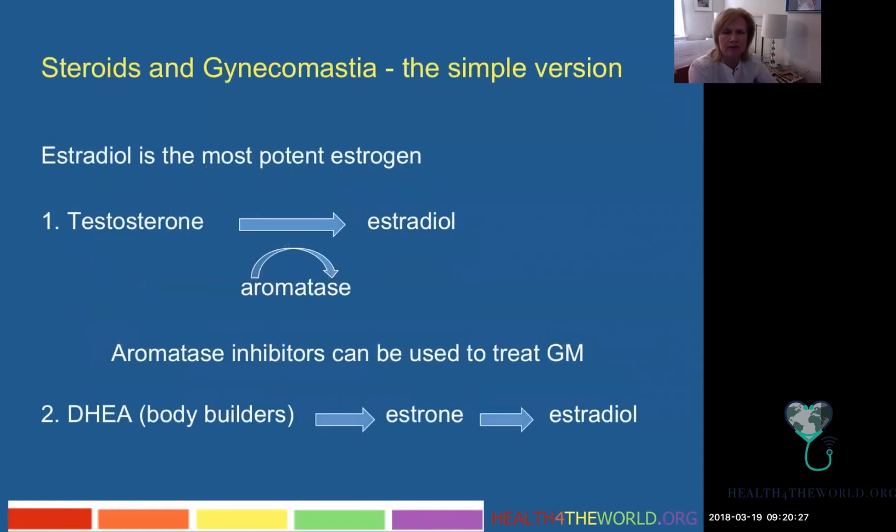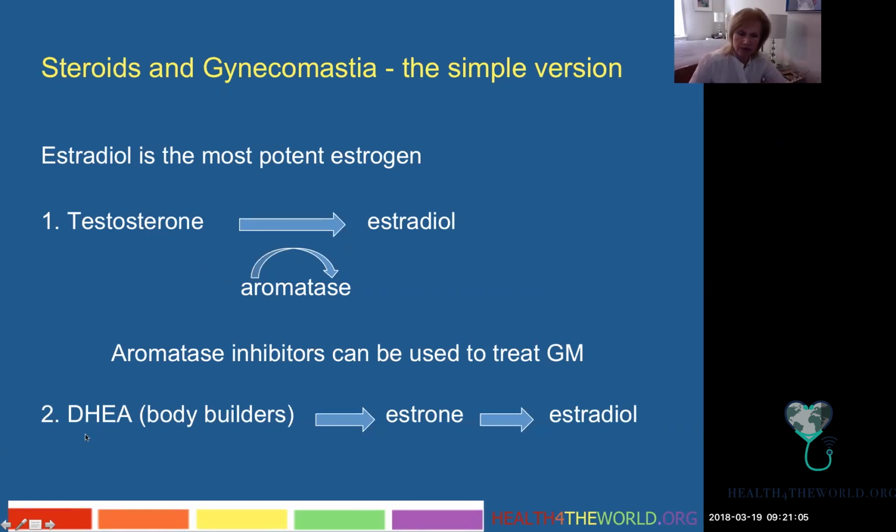The steroid metabolism is very complicated. I'm not going to go into all of it, but this is my simple version that helps me remember. And we keep in mind that estradiol is the most potent estrogen, the one that causes gynecomastia the most. And testosterone can be converted to estradiol through the enzyme aromatase. Therefore, if a man has gynecomastia, you can use an aromatase inhibitor to counter this effect and prevent this conversion from testosterone to estradiol.